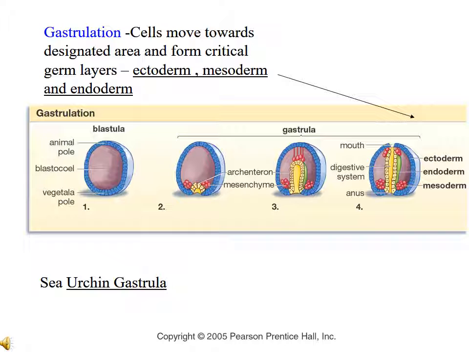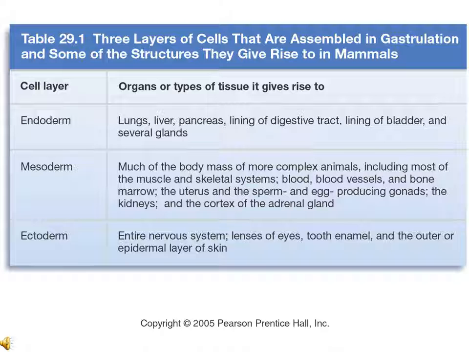So gastrulation has the purpose of forming three germ layers. Each of these germ layers will form specific tissues and organs, as we'll see in the next stage. As you can see in this table, the endoderm germ layer is going to form lungs, liver, pancreas, and digestive tract, and so on. The mesoderm is destined to form skeletal muscles, skeletal systems, and so on. And the ectoderm functions to form the entire nervous system and other structures.